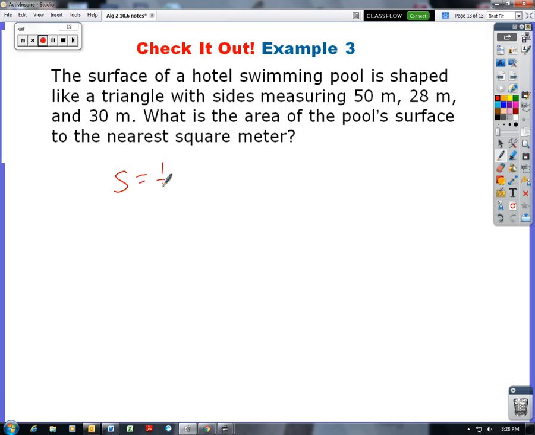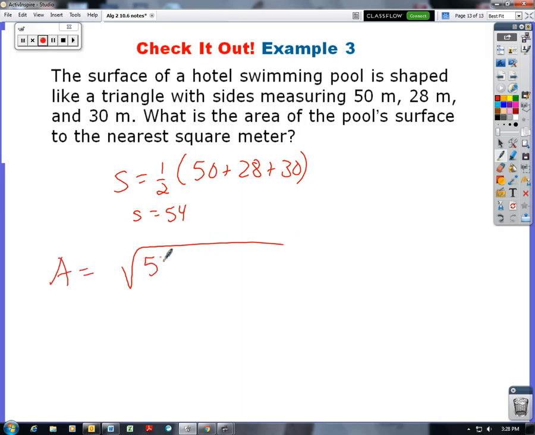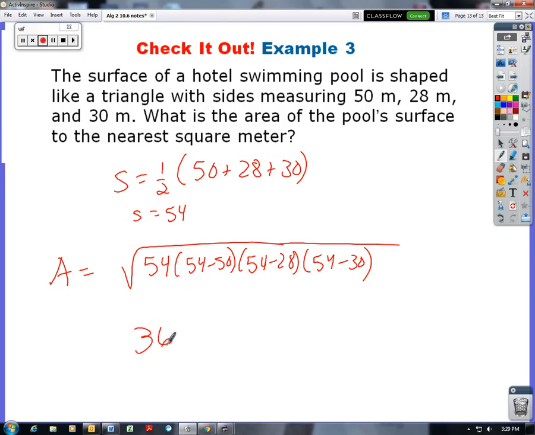I'll write it out, I guess, for you. 1/2 of 50 plus 28 plus 30. Your S is going to be 54. Plugging all that in the area formula: 54 times 54 minus 50. And some of this, you can do in your head, or you can do it all out. 54 minus 30. Crunch all the numbers, and the answer I have here is 367 meters squared.